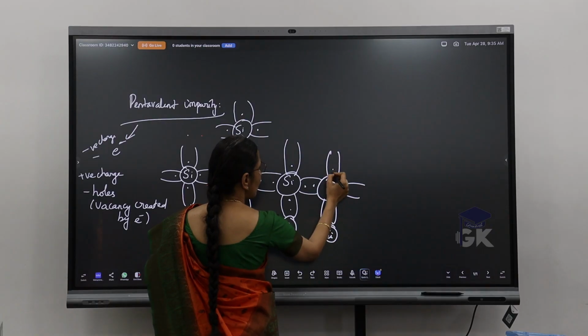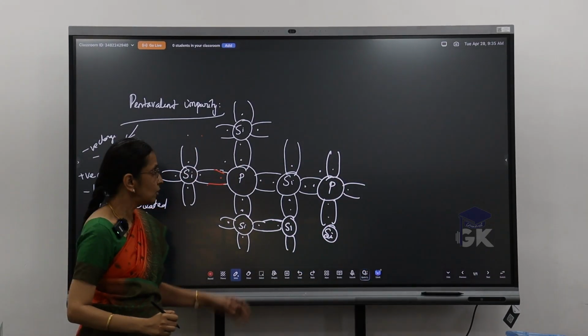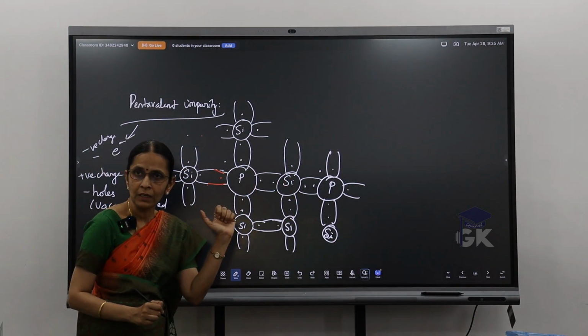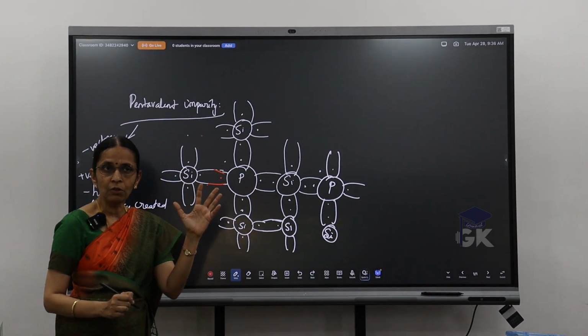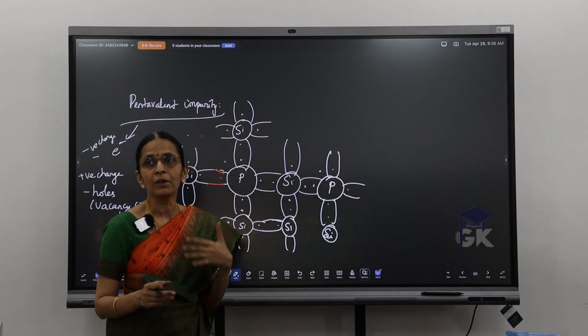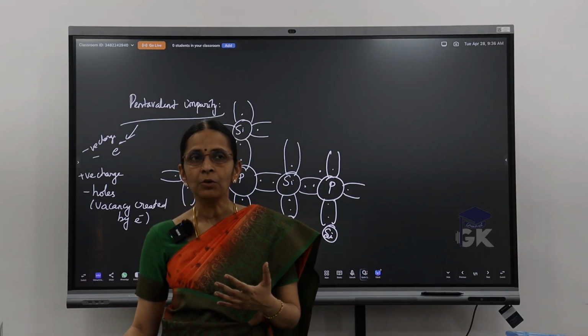So like that, what happens? This phosphorus in turn will create one electron. So as such, if I see this particular diagram only, I have 2 electrons being created. Whenever I go for adding a pentavalent impurity, the number of electrons is going to be more. So that's why what do we say?